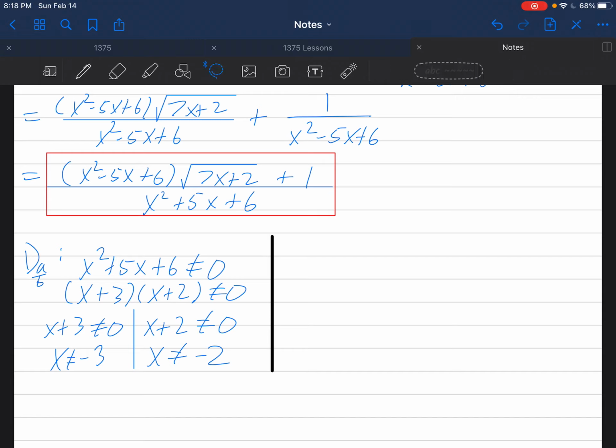But again, this rational function has in here, that I'm circling, a radical. This is a radical which is carrying its own domain. So for the domain of the radical portion, remember how to find the domain of a radical function, we take the radicand, 7x plus 2, and we set it greater than or equal to 0.